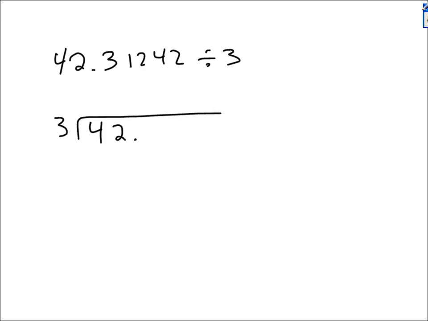If you were asked to do 42.31242 divided by 3, you want to do 3 into the number that I just said. Just put the decimal above where it is, and then do the division. 3 into 4 is 1 time. 3 into 2 goes 0 times. 3 into 3 is 1. 3 into 1 goes 0 times, with 1 left over. 3 into 12 is 4. And 3 into 4 is 1 with 1 left over, and 3 into 12 is 4. And there's the answer.